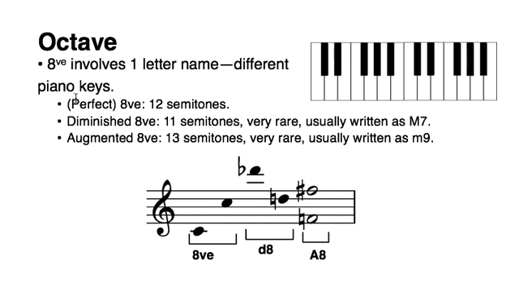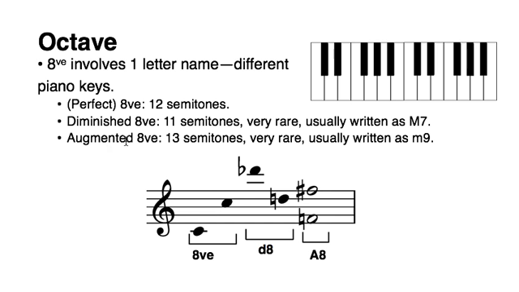A perfect octave, and once again I put that in parentheses because when people say octave, what they mean is a perfect octave, an interval that has 12 semitones. Right? We've seen this before. An octave has 12 semitones. A diminished octave, very rare, is one that has 11 semitones. Same letter name, but you're including an accidental there to reduce that distance of 12 semitones to 11 semitones. Usually, it is just written as its enharmonic interval, a major seventh.